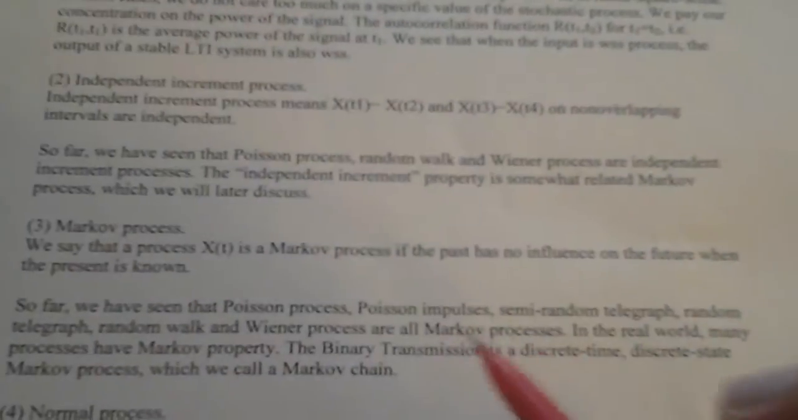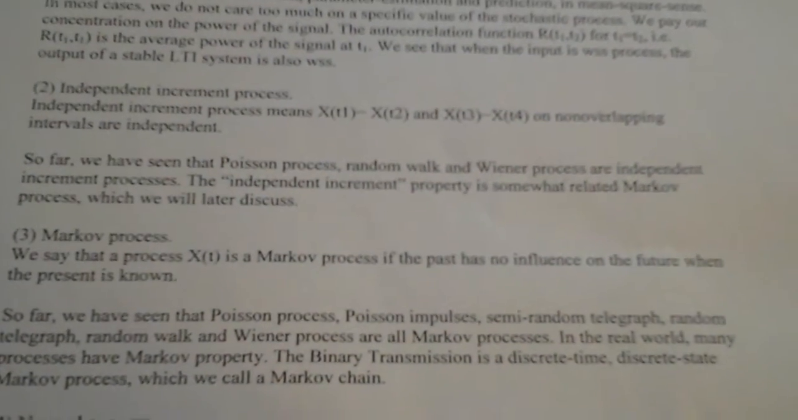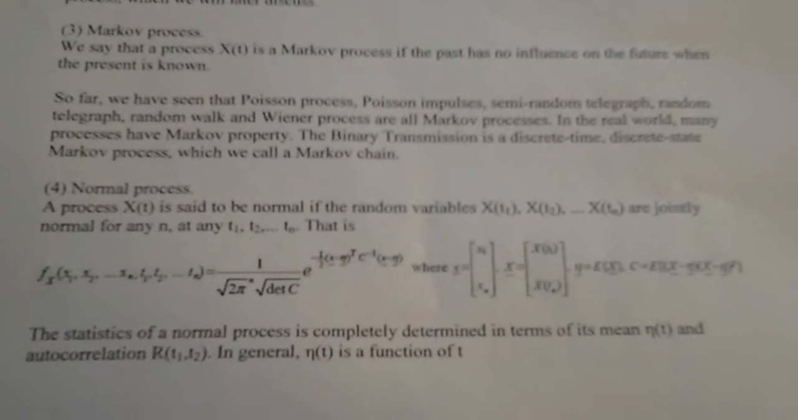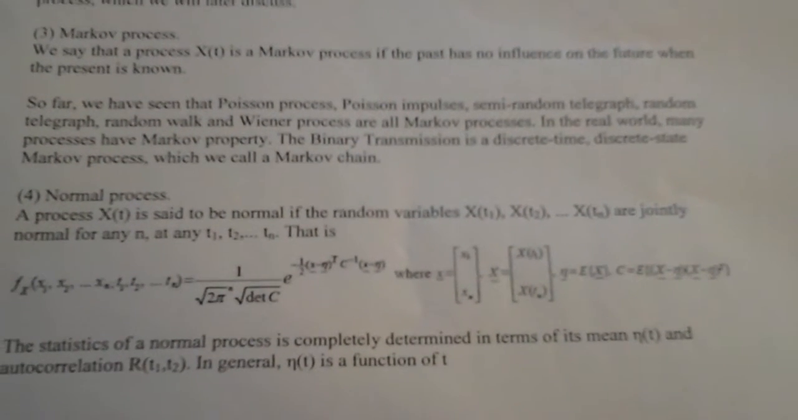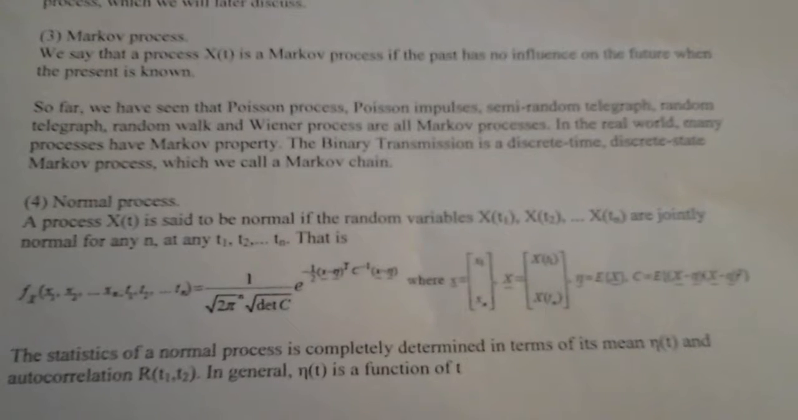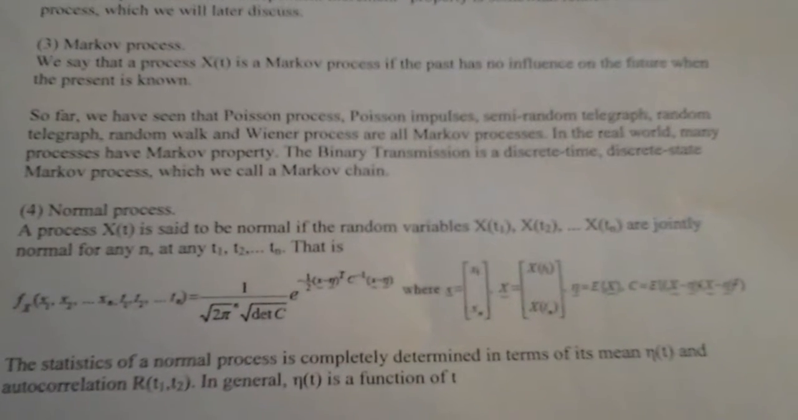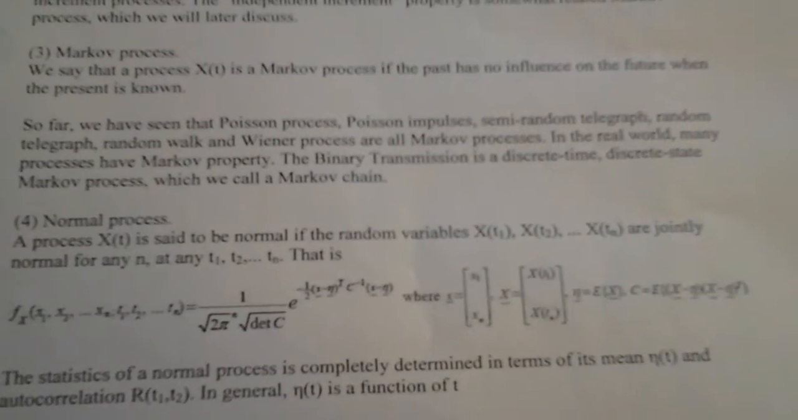In fact, Markov processes are widely used. Here we just briefly mention what the Markov chain is. Now, a normal process is basically a stochastic process where the random variables at different time points are jointly normal for any n value, at any given time point, which we can define according to this chain right here.